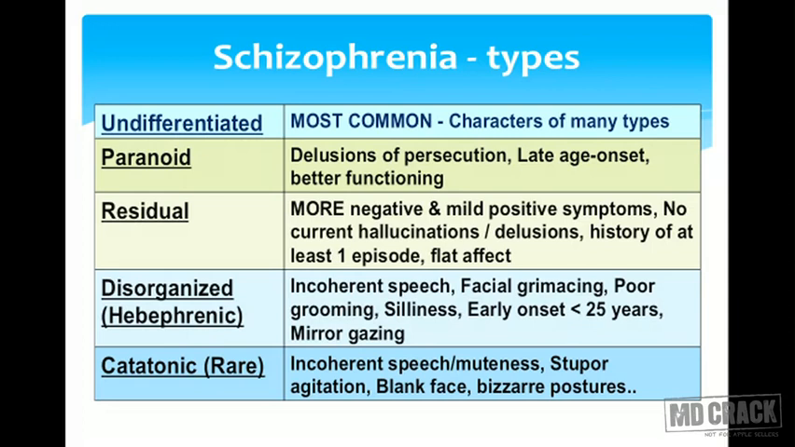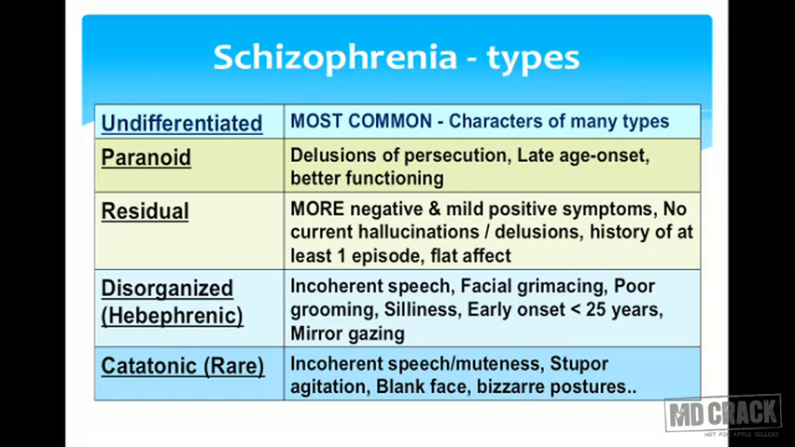This type of schizophrenia has a comparatively late age onset, and the general functioning in these patients is comparatively better. The next type is called residual schizophrenia. In this, there are more negative symptoms, and the positive symptoms are very mild. The patient doesn't have any current hallucinations or delusions, and there is a history of at least one psychotic episode in the past. And because there are more negative symptoms, there is flat affect, blunted affect. This is called residual schizophrenia.